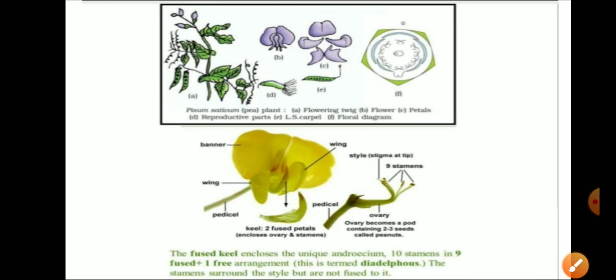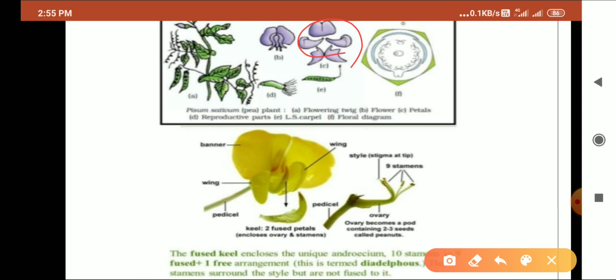These are the various diagrams that show the position of the petals. Here we have the floral diagram, and this is a plant, the flowering twig. We have the petals in C. B is the flower of this family, then we have the reproductive parts.